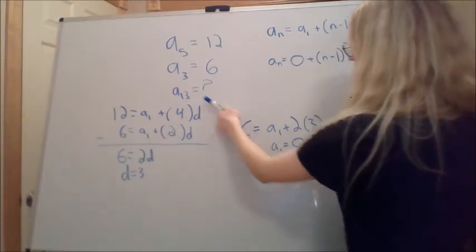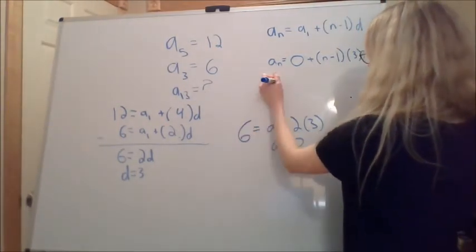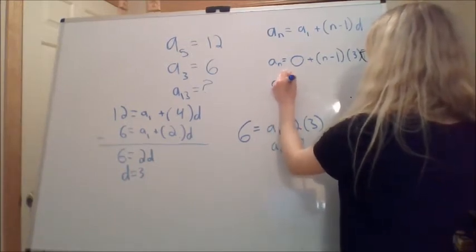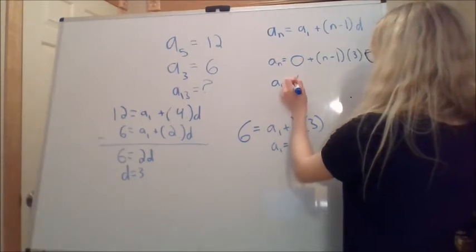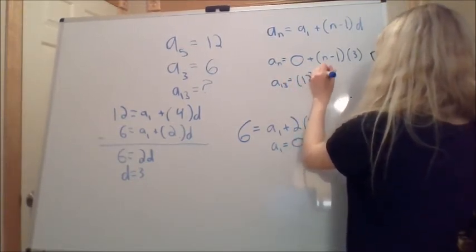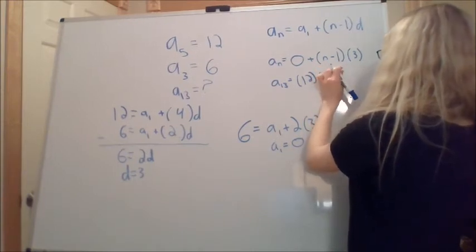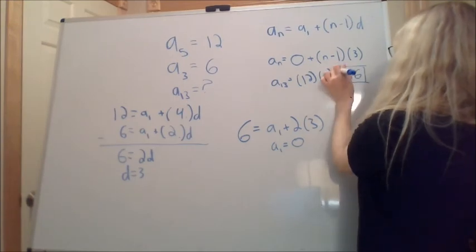And so if we want to find the 13th term, all we need to do is plug in 13 for n. So a sub 13 equals 0 plus the quantity 13 minus 1, which is 12, times 3, which would give us 36. So that is how you solve those types of problems.